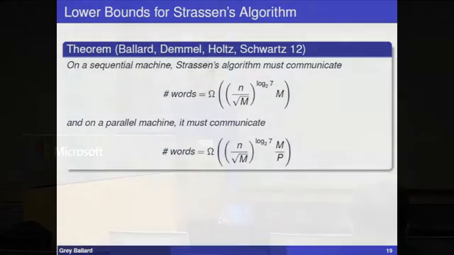It looks really similar to the classical lower bound, but the proof is quite different. But you get this lower bound on a sequential machine. You get a similar lower bound, just divide everything by p for the parallel machine. And so in the sequential case, we have a nice story. We have a tight upper and lower bound.